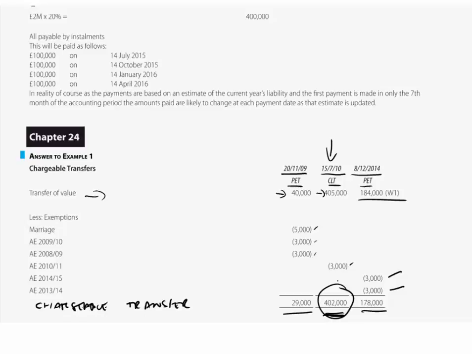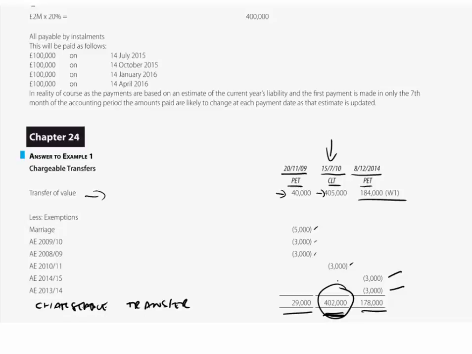Once done, then we can move on and deal with the second of the two PETs. No doubt at that point, of course, that there will be, in relation to it, no nil rate band available. On any of these calculations, of course, we then have to look out for taper relief, and in the case of the CLT, for a deduction for any lifetime tax paid.